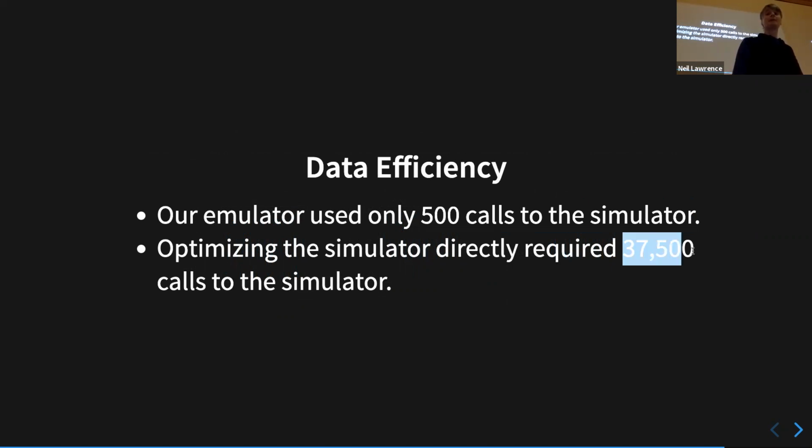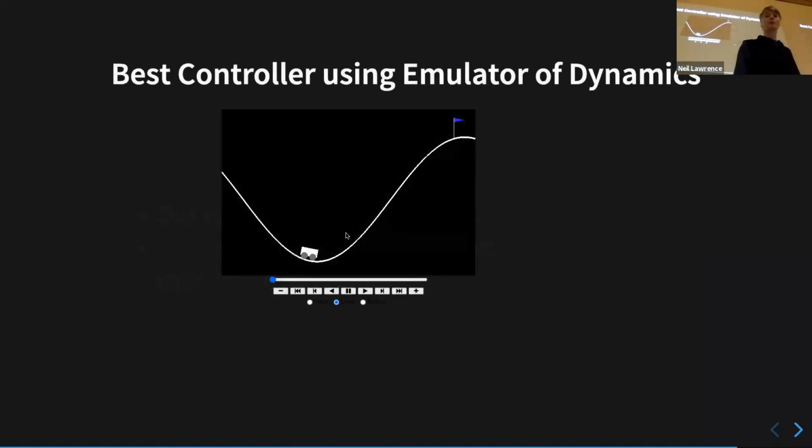When we did that first example, we used 37,500 calls to the simulator to run it, right? So now we are going to replace that simulator with our emulator, which in theory is cheap, but we've only done 500 calls to the simulator by doing that emulation. And once again, you won't be surprised, because obviously this is a pre-recorded thing, that even with the emulator, we can get it to solve the problem.